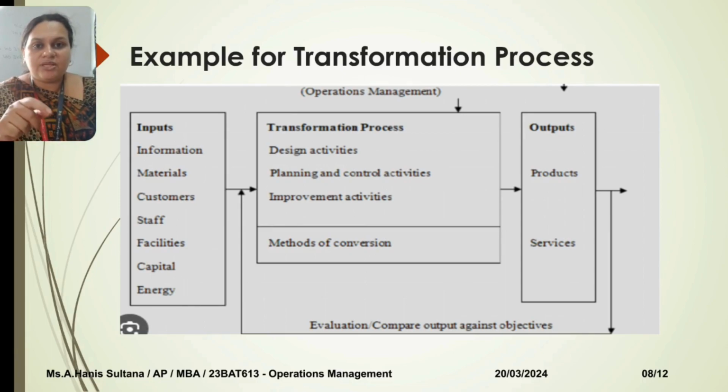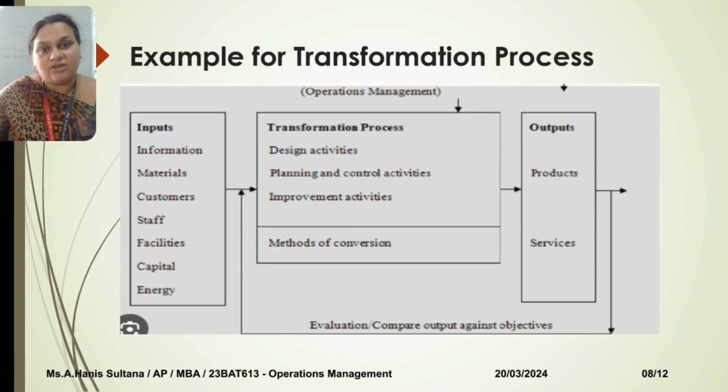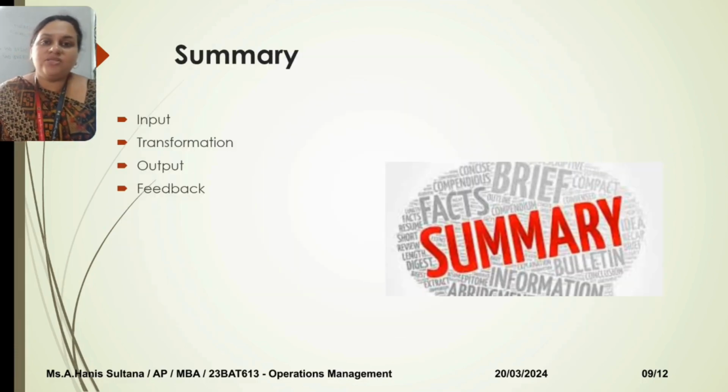We have inputs: information, materials, customers, staff, facilities, capital, energy, and the transformation process leads to output. In the transformation we have designing, planning, and improvising activities. We only deal with activities, and this is called the method of conversion into products or services, and this leads to evaluating and comparing the output against the objective. So we are measuring the performance based on the output. To summarize: input, transformation, output and feedback.